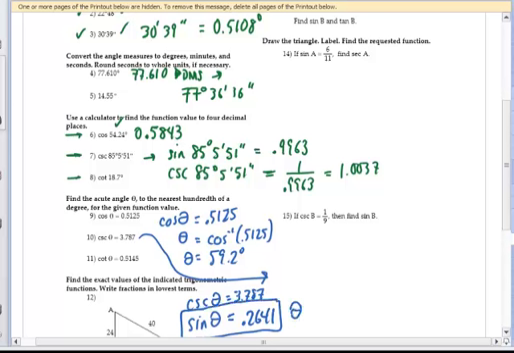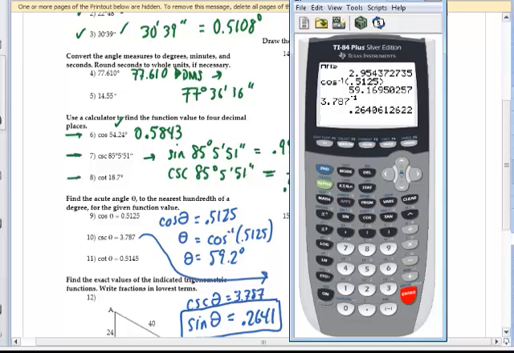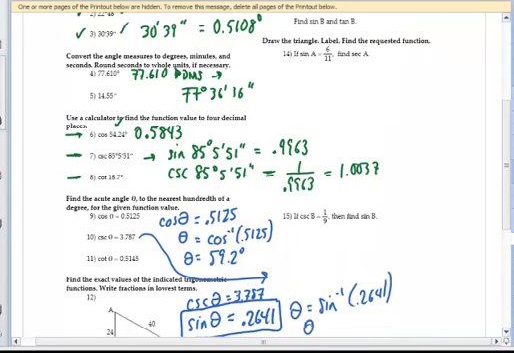And I would just have to go one more step and do the inverse sine of 0.2641. So with my calculator again, the inverse sine of 0.2641. I'm rounding to 4 decimal places, and my angle is 15.3 degrees.